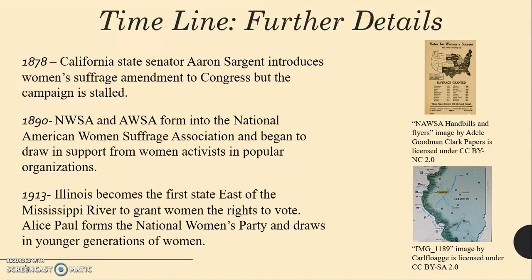And then also Alice Paul forms the National Women's Party and draws in younger generations of women. So with her party, what she does is throw more rallies and things like this to get more momentum, to draw more people in, to get more attention from the public.